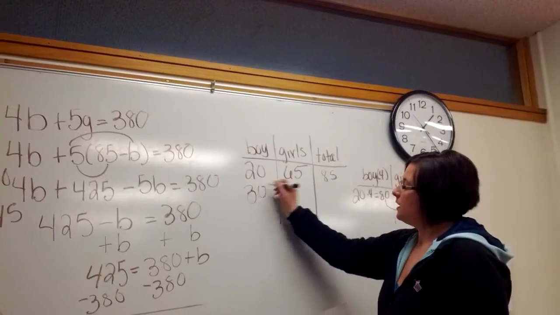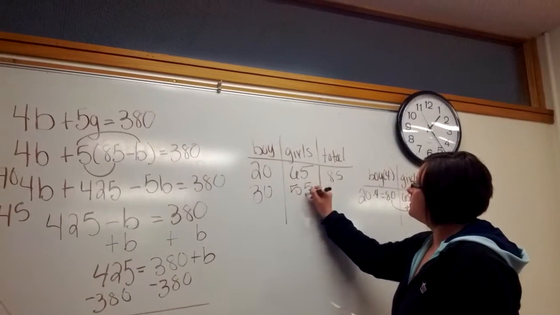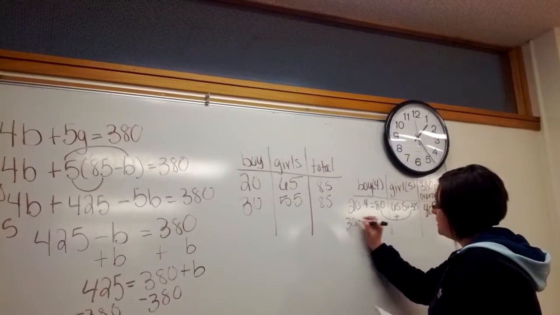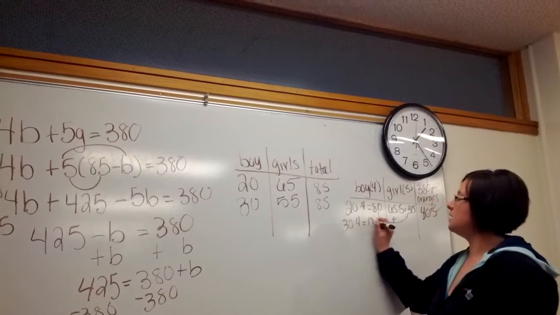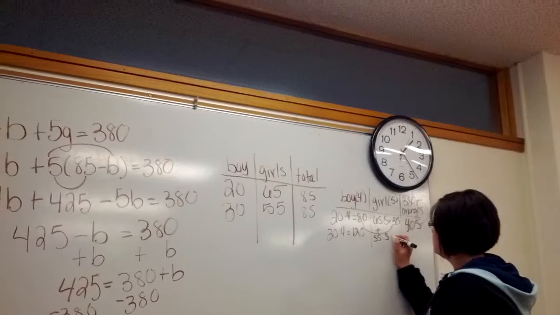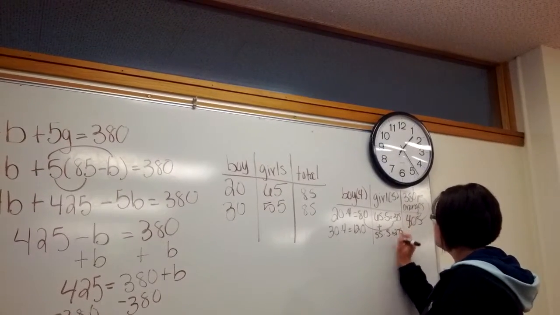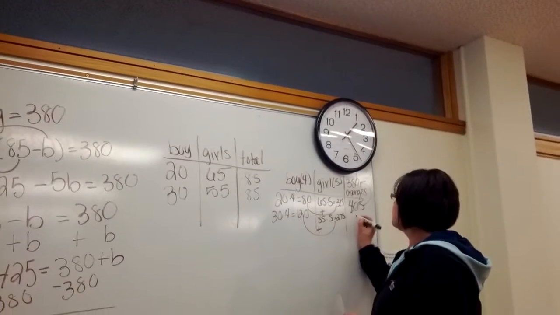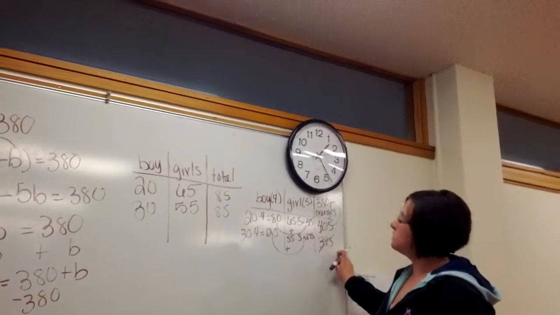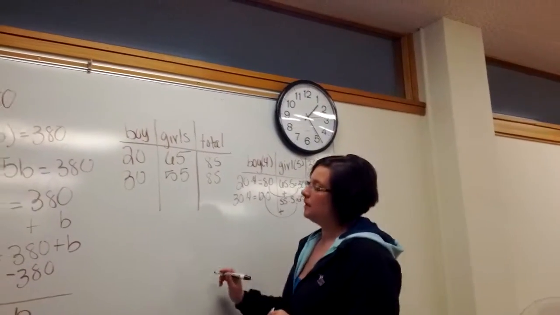So if they did 30 and 55, that still gives you 85. You would do 30 times 4, which is 120, 55 times 5, which is 275. Add those together, and that gives you 395. We know we're getting closer, but that's still not it.